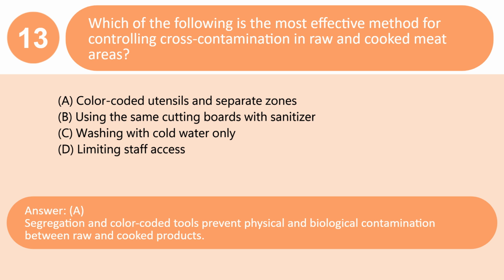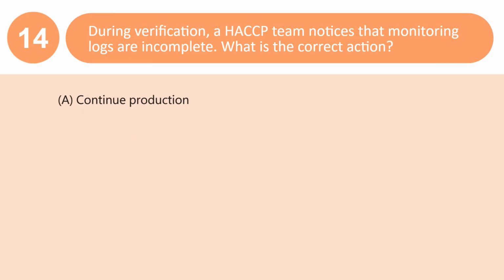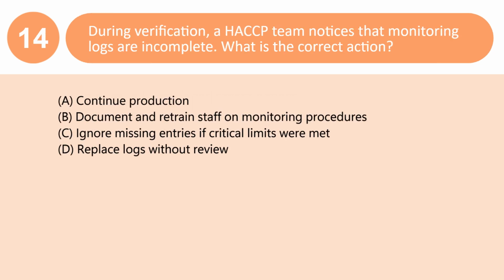Segregation and color-coded tools prevent physical and biological contamination between raw and cooked products. During verification, a HACCP team notices that monitoring logs are incomplete. What is the correct action? A. Continue production. B. Document and retrain staff on monitoring procedures. C. Ignore missing entries if critical limits were met. D. Replace logs without review.